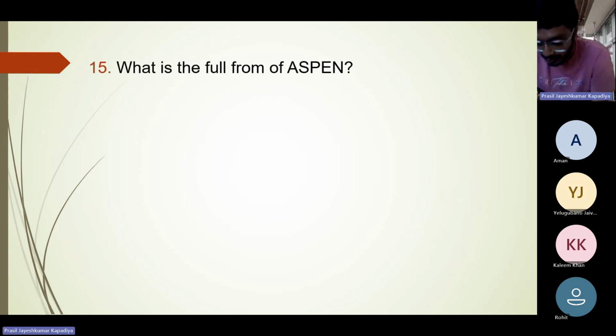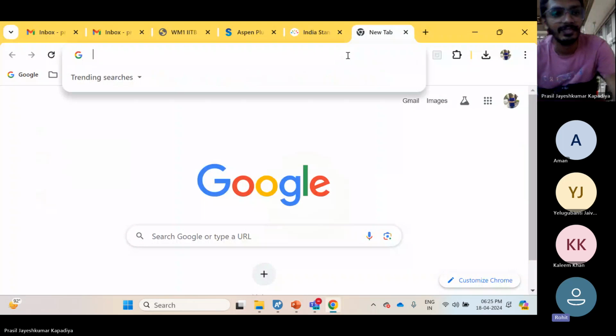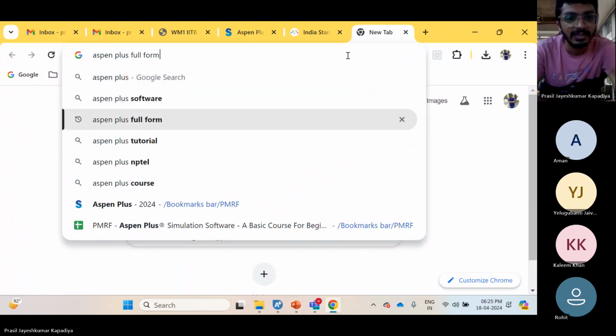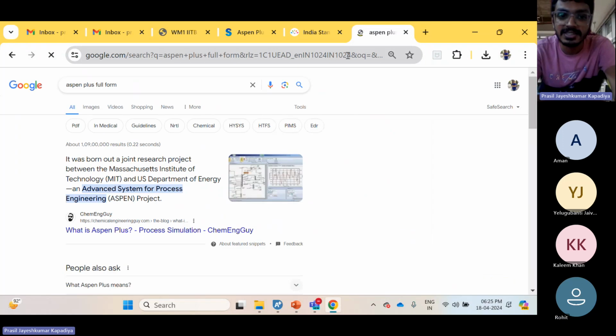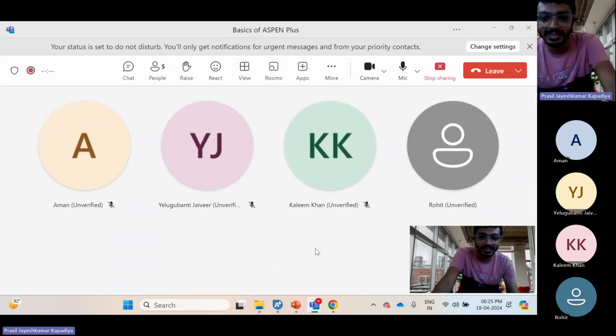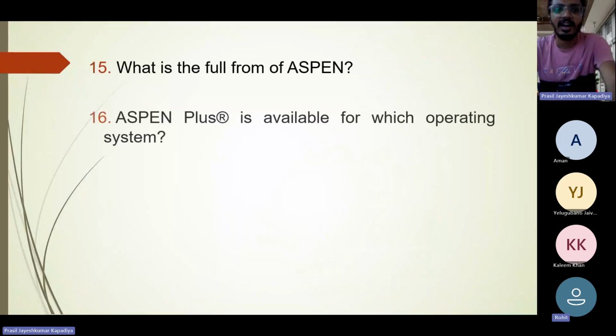What is the full form of Aspen? Advanced Simulation Process Engineering. Let's check. It is Advanced System for Process Engineering. Not advanced simulation, system. Okay, be careful. Next question.